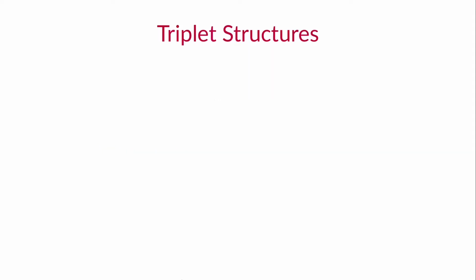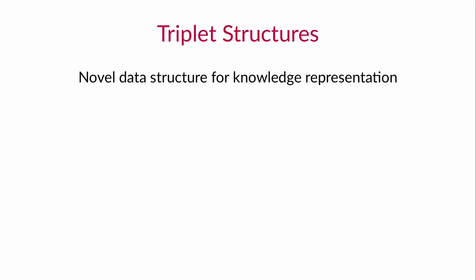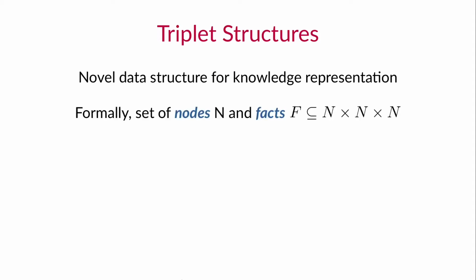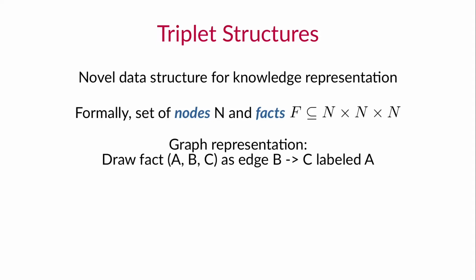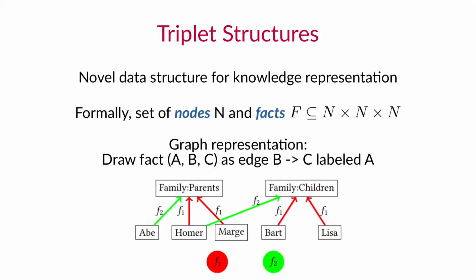In Sifter, we represent knowledge as triplet structures, which is a new data structure introduced in our paper. Formally, triplet structures are composed of a set of nodes and a set of facts, where the facts are just triplets of those nodes. We can represent triplet structures as a graph by drawing each fact as a labeled edge in the graph. For example, this triplet structure has 9 nodes.